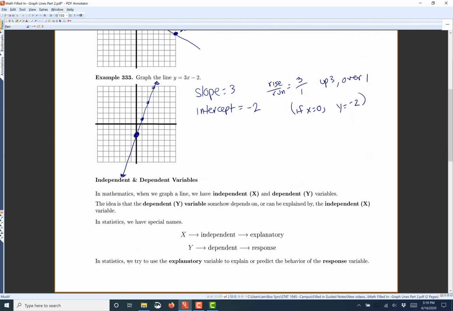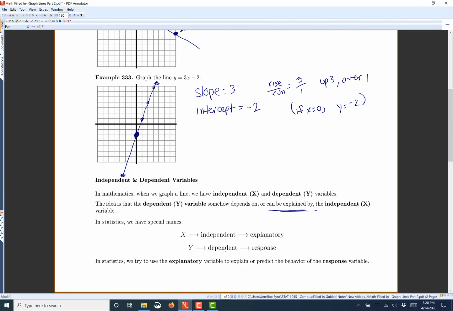Now here's the part that will really be handy for statistics. Independent and dependent variables. In mathematics, when we graph a line, we have independent x and dependent y variables. The idea is that the dependent y variable somehow depends on, or usually can be explained by, the independent variable x. So in statistics, we have special names. X is called our independent variable, or sometimes we call it explanatory variable. Y is our dependent or response variable.